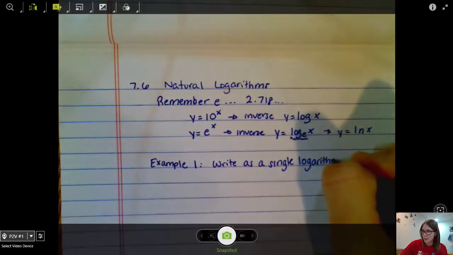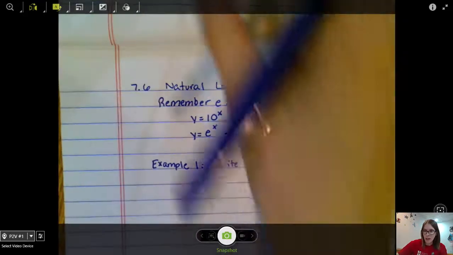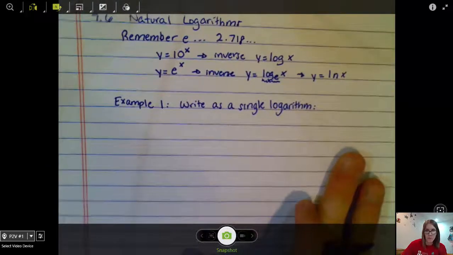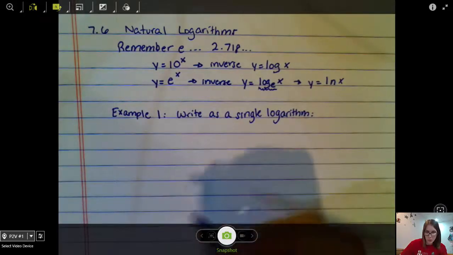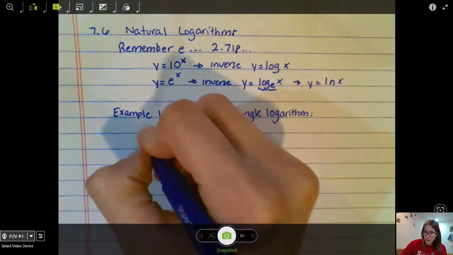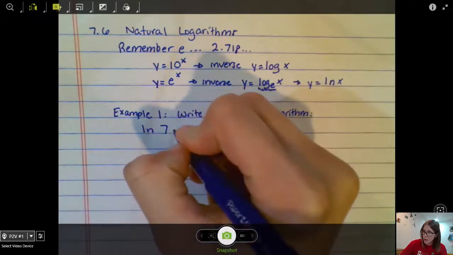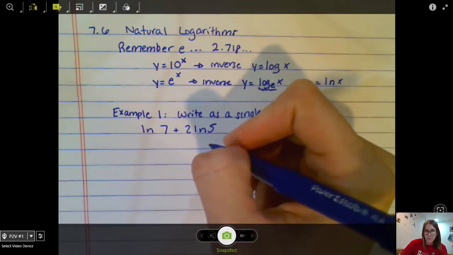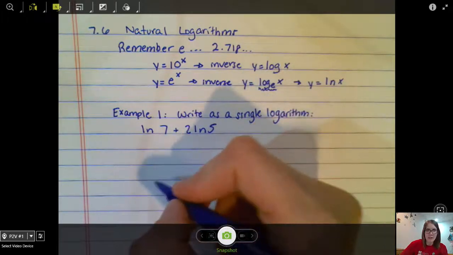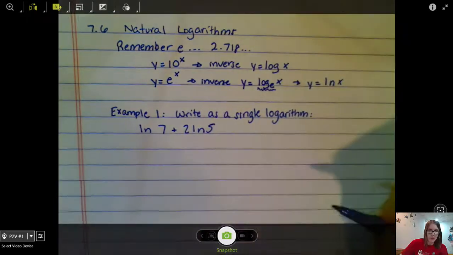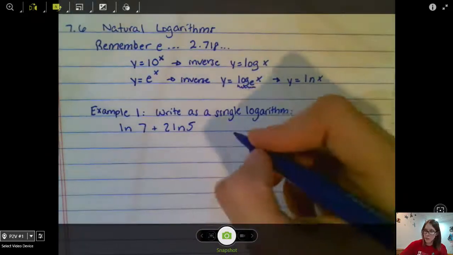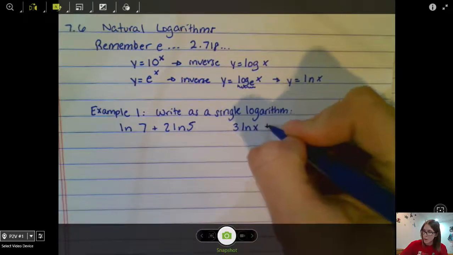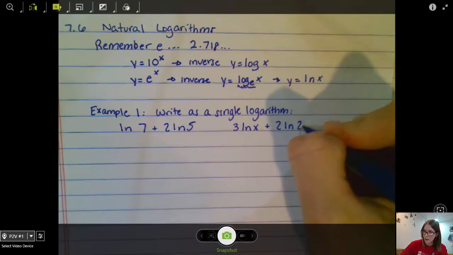I'll do 2 examples here. Feel free to try the second one on your own, or really your first one too if you wanted to, but feel free to try these. So first one we're going to write as a single logarithm. Let's do the natural log of 7 plus 2 times the natural log of 5. And also write the second problem down here too, just in case you wanted to try these on your own, since they really are what we know already. 3 times the natural log of x plus 2 times the natural log of 2x.